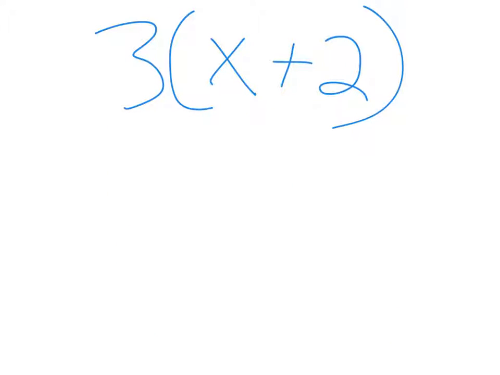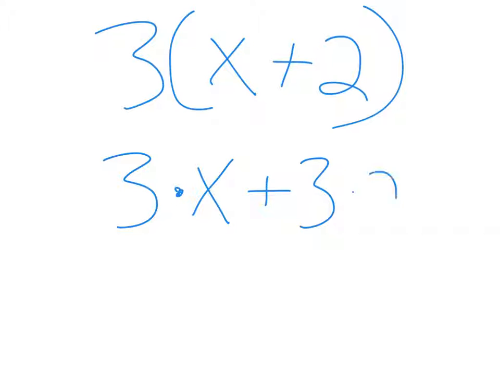Now we're going to try this with a variable, and the exact same thing is going to happen. We're going to take this 3 times, remember, no operation sign between the number and the parentheses, just means multiplication. So we're going to say 3 times the first term. You see now why we don't use the x symbol for multiplication in algebra. That gets confusing since there's already an x. The second term here is a 2.